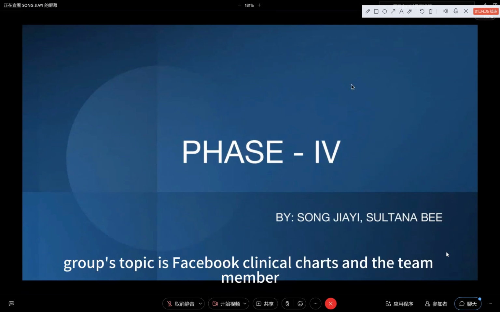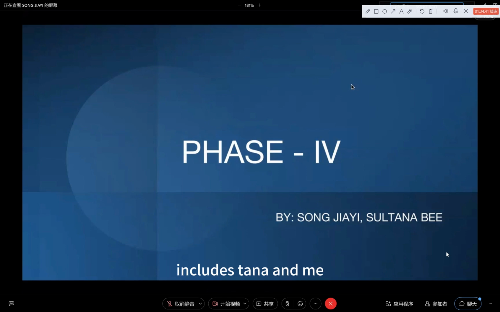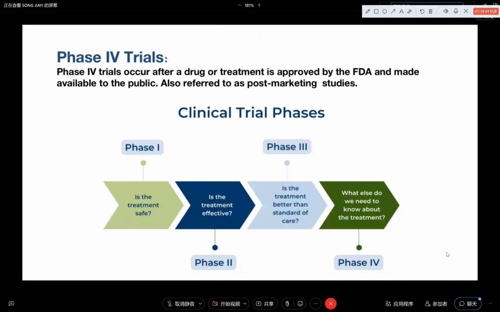Our group's topic is phase 4 clinical trials, and the team members include Tana and me. Clinical trial phase 4, also known as post-marketing research, refers to research on the real situation and long-term safety of drug use conducted after the drug is listed. Phase 4 trial is a supplement and culmination of phase 1, 2, 3 trials.